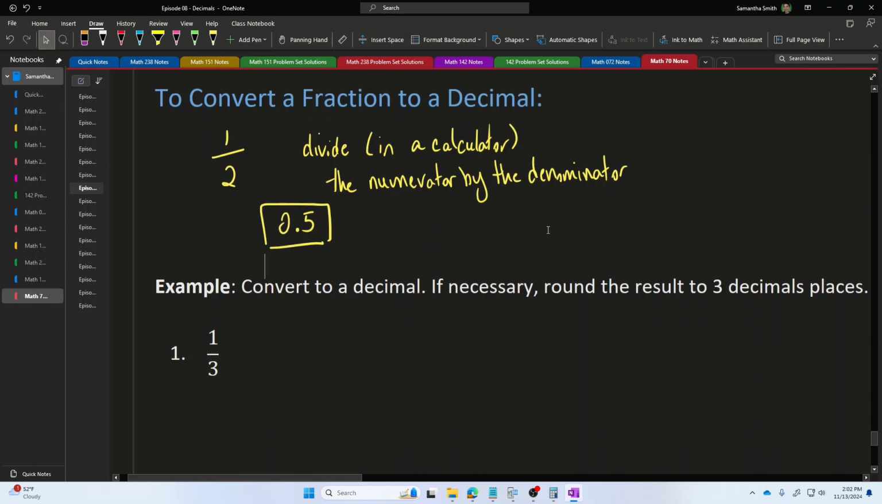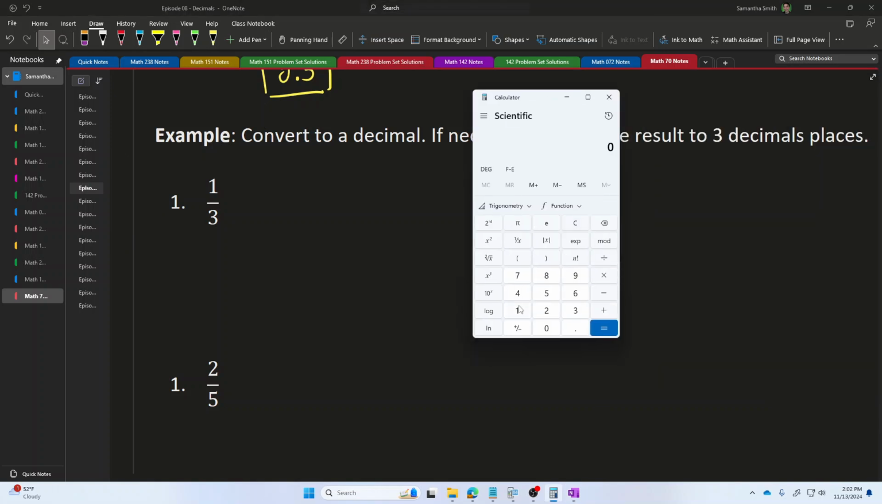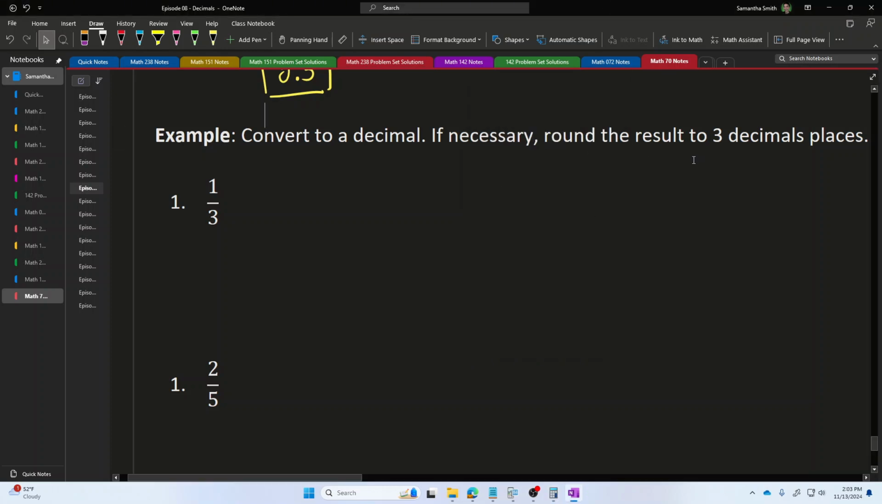So, if somebody said, convert 1/3 to a decimal number, all I would have to do is go into my calculator and do 1 divided by 3. And I can see that this calculator has provided me with 0.333333333, just repeating basically an infinite number of threes. Now, this is a lot to write. So the question says, if necessary, round the result to 3 decimal places.